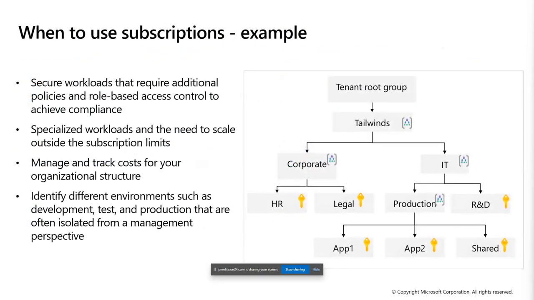Another example, we may have, as I said, corporate and IT, check on this. Inside of corporate, we have human resources and legal subscriptions. Inside of IT, we have another management group called production. And below that, we have different services or different workloads distributed in different subscriptions, folks. You see how important this is? We have IT on the top, production, and three different products. Remember, we can have multiple subscriptions in one management group. We cannot have multiple management groups for one subscription. Okay? That's a pretty important thing. And we can have as many as we need.